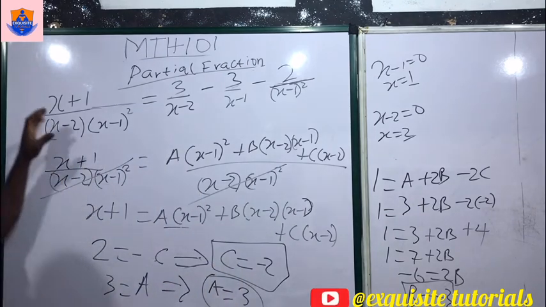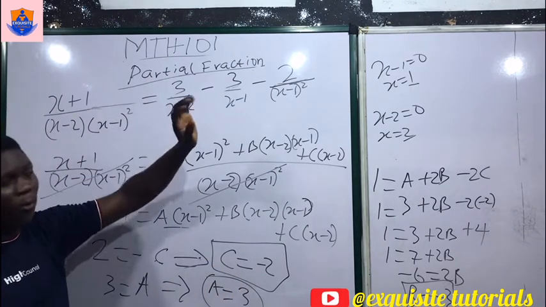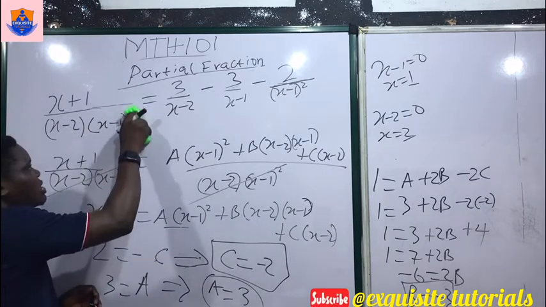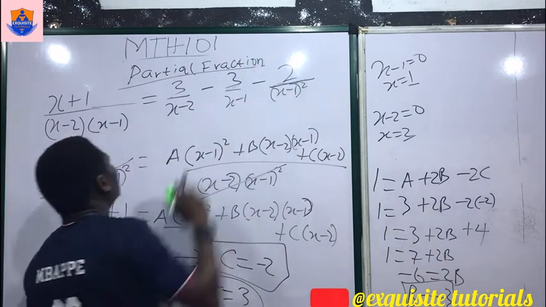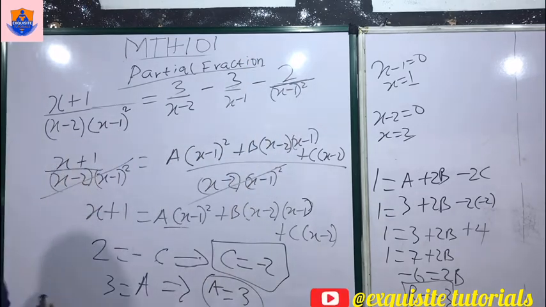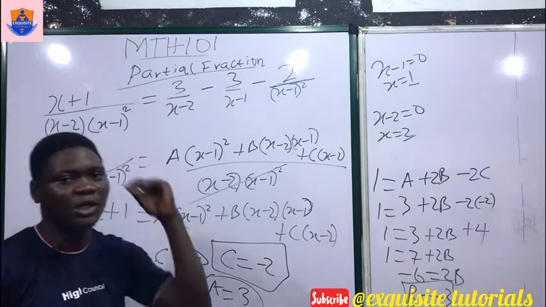We have been able to make this and change it to this form if a power is repeated. If this power was not like this, we would have stopped here and solved. But because there's a power, that is why we continued like that. So that's all for case 2. Let's move over to case 3.